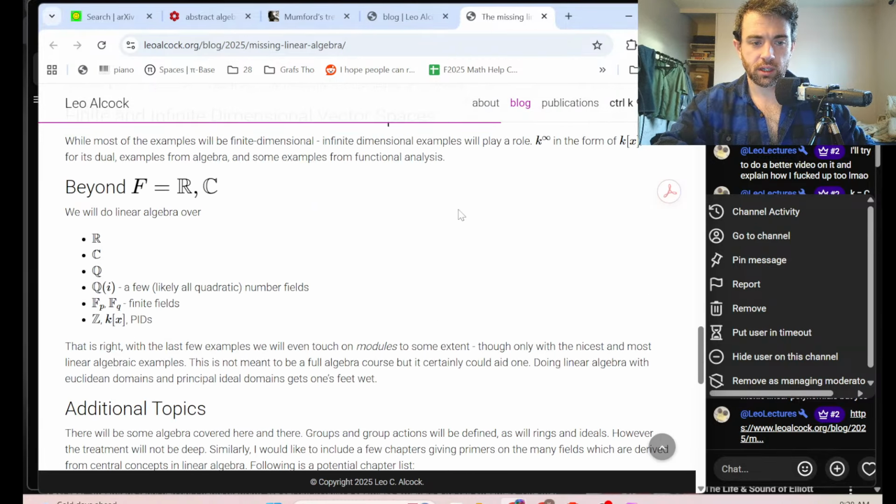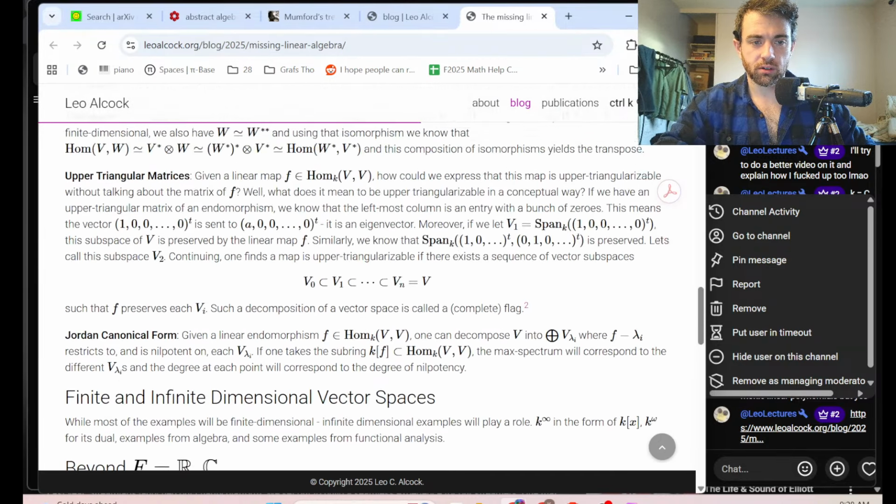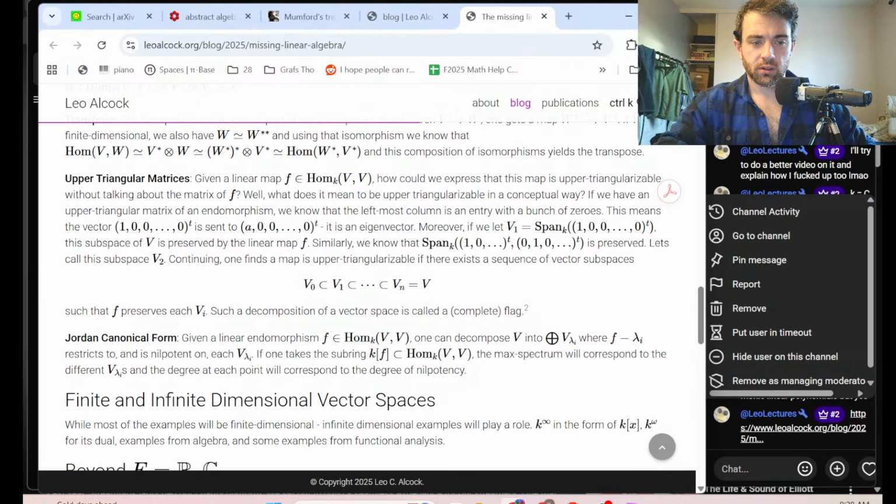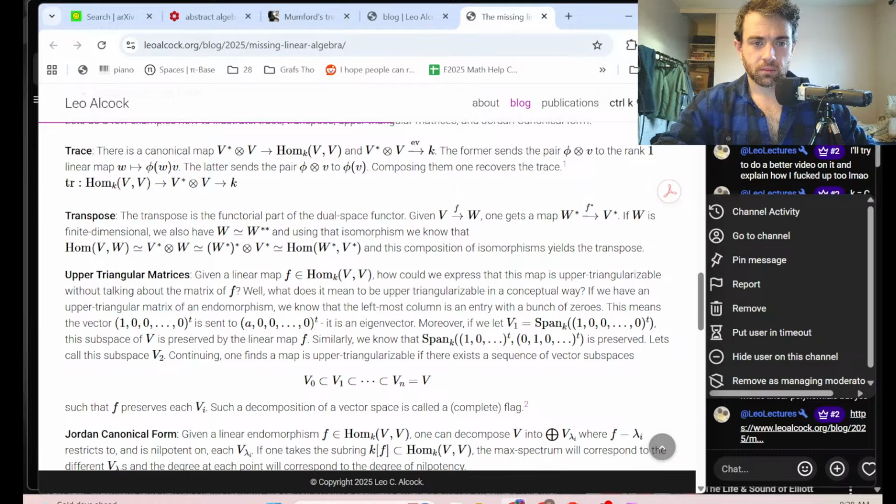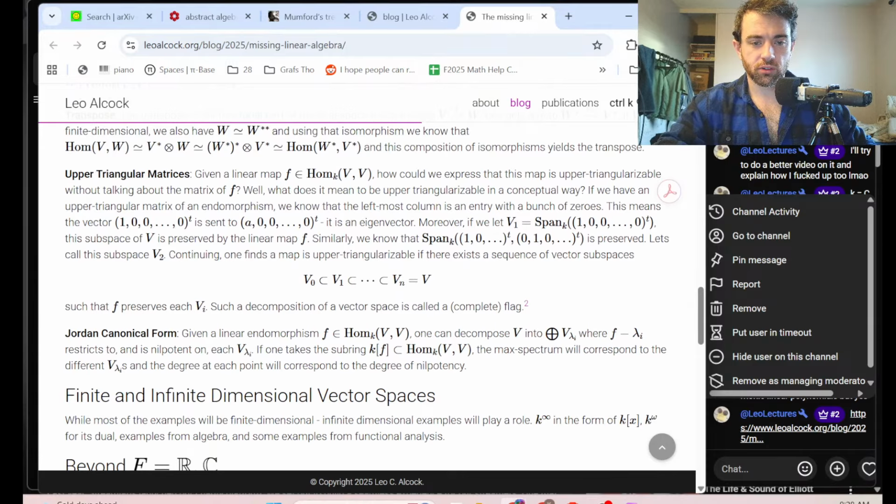Where do you talk about this? I don't see a k[x]. I mean, there's a k[x] down there. Oh, I see. Is it here? The Jordan canonical form. Yeah, but this is just. I mean, this does not make it clearer to me.